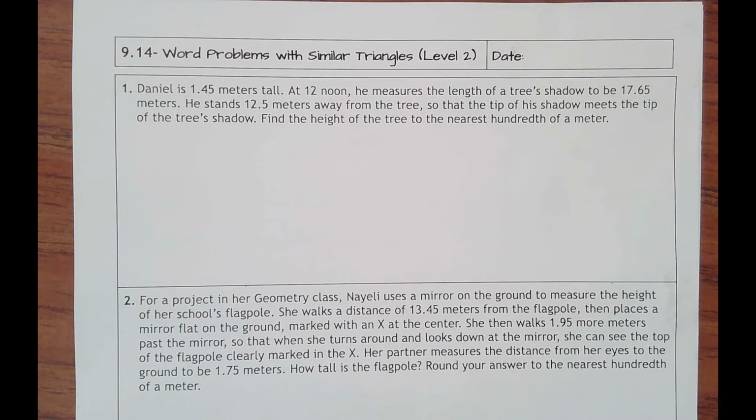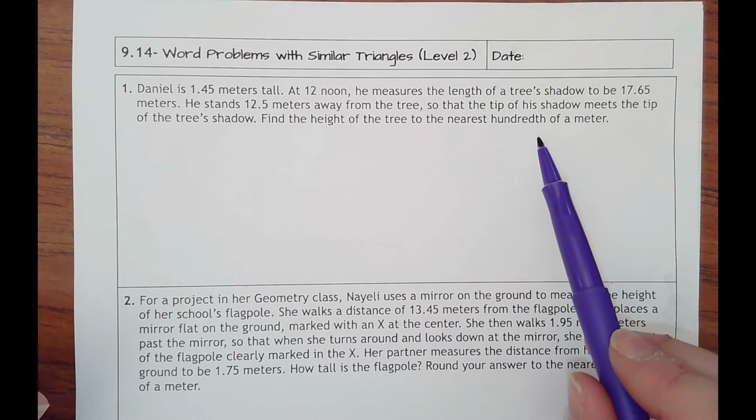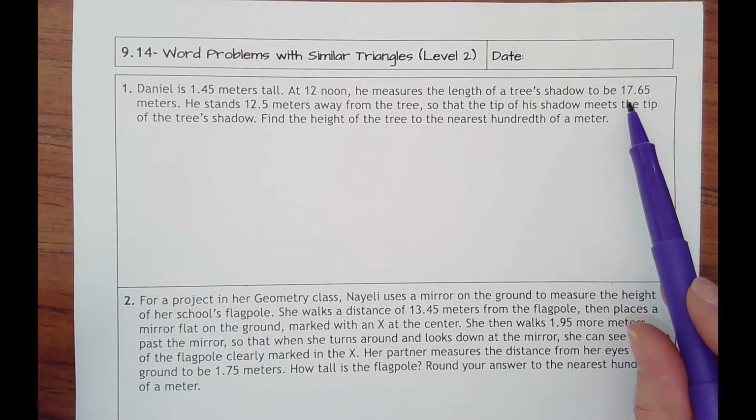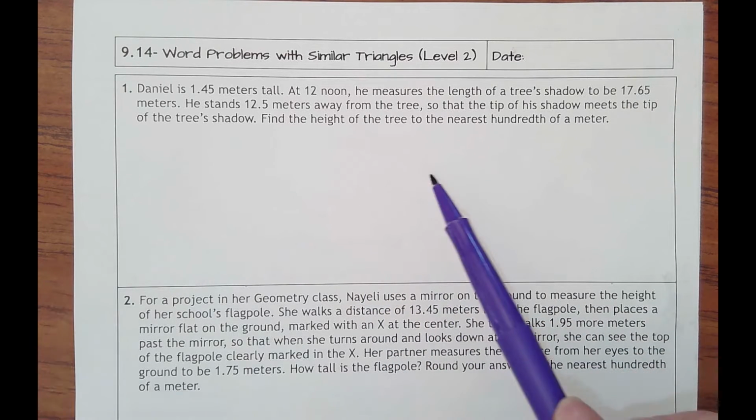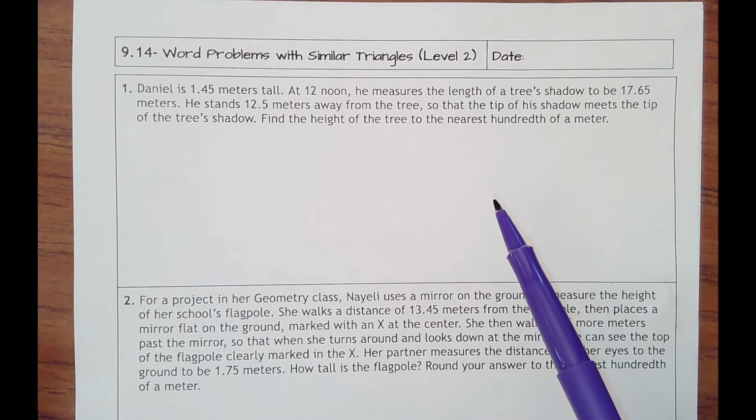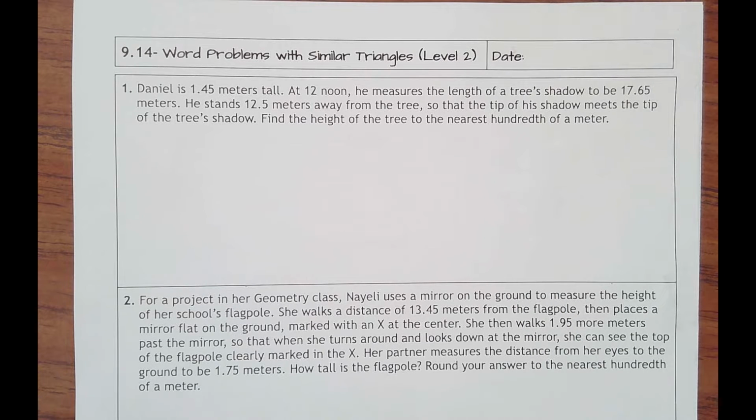9.14, word problems with similar triangles is level 2. Same thing we just did, but now you have to draw a triangle. It says Daniel is 1.45 meters tall. At noon, he measures the length of a tree's shadow to be 17.65 meters. He stands 12.5 meters away from the tree so that the tip of his shadow meets the tip of the tree's shadow. Find the height of the tree to the nearest hundredth of a meter.